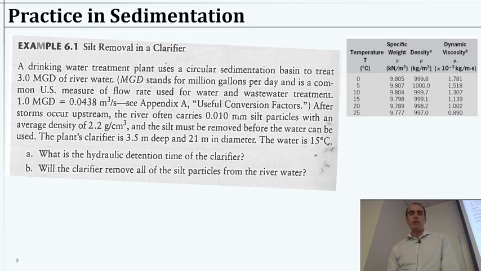Okay, so we've got 15 degrees water. That corresponds to a density here, 999.1 kilograms per cubic meter of water, and a dynamic viscosity here. That is 1.139 times 10 to the minus third kilograms per meter per second. So don't forget the unit there.